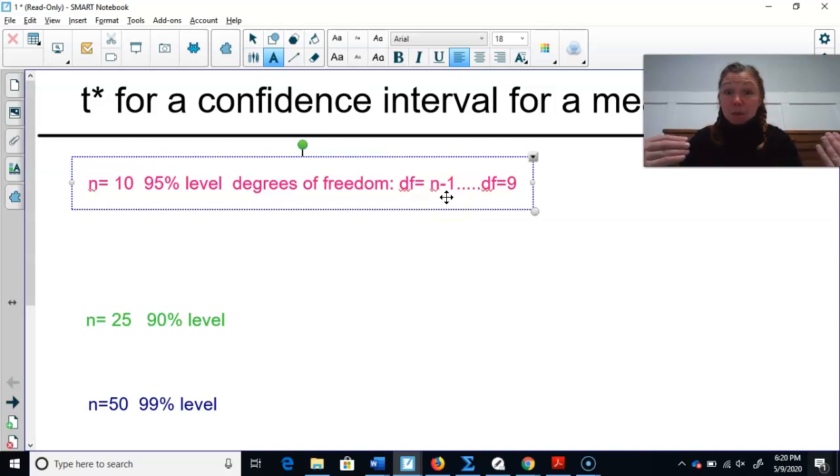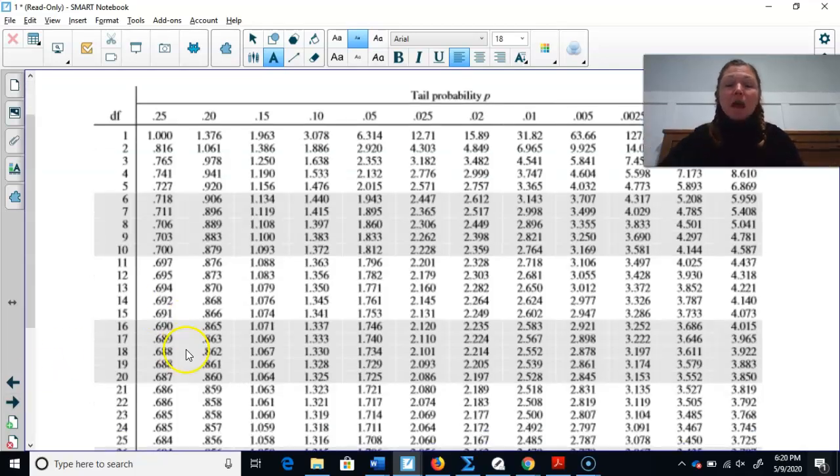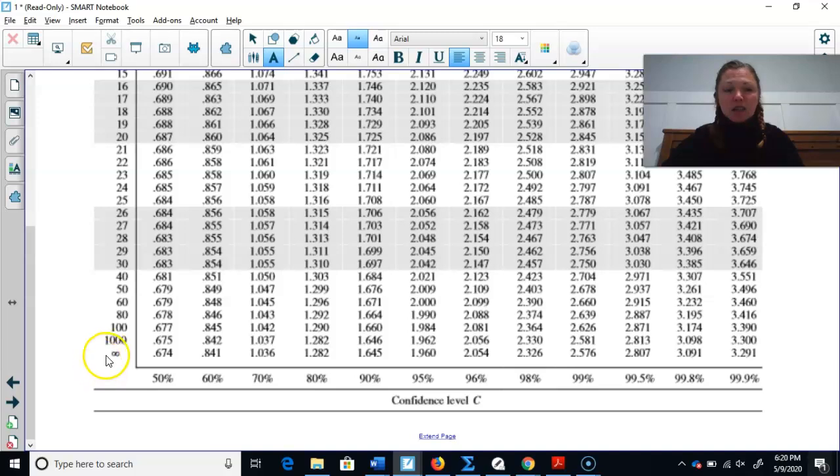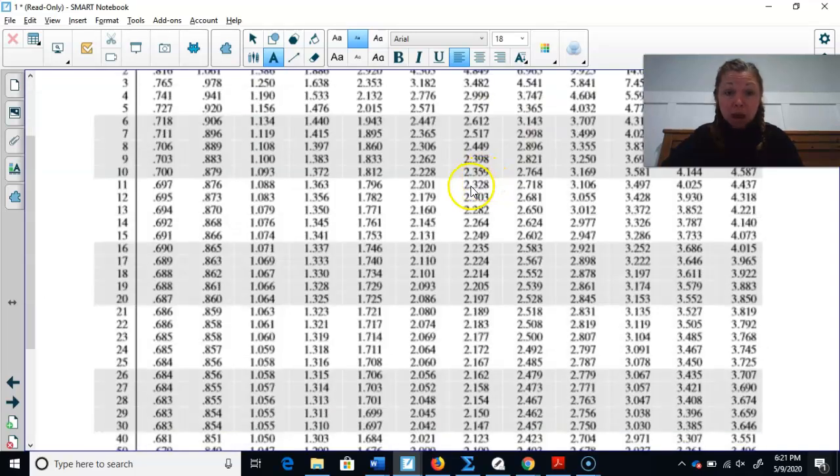The next thing that we have to do is we have to go to our table. And this will be on Schoology. It's also in your notes here. And we see this table. And you saw this table before in our last unit. And all you used in the last unit was this infinity row. That's your Z stars, okay? We're still going to be using these confidence levels, but now what we're going to be using is this df. We're going to ignore this top row for now. That's not until next week, okay?